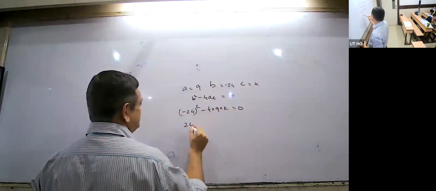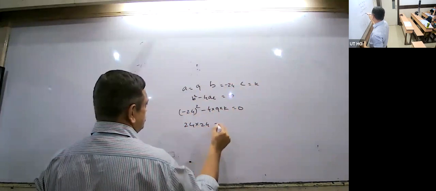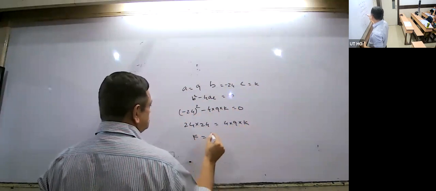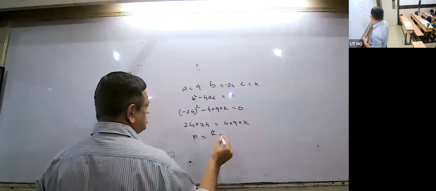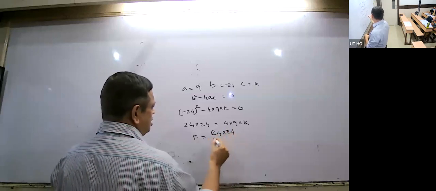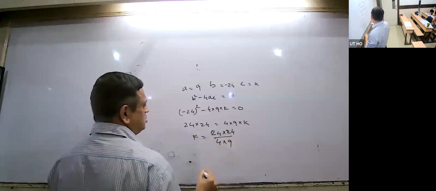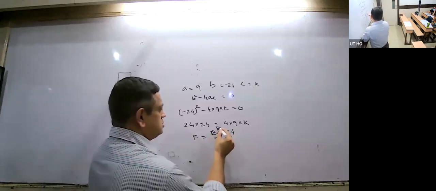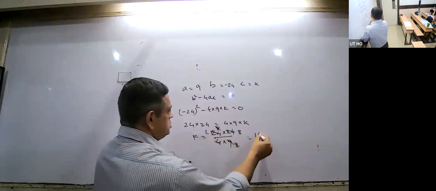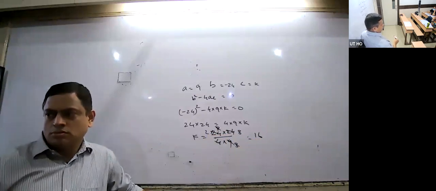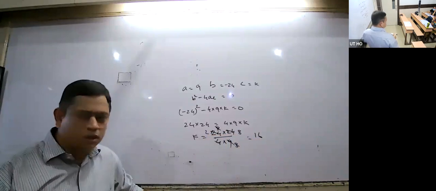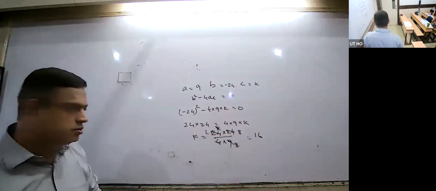Sir, after we get k the equation will be 24 into 24 is equal to 4 into 9 into k. What is the value of k you got? 9. The answer is 16. How did you get 9? 16 is the answer. I wrote to a sir and he said it is correct. Okay, the method is correct, but your calculation is wrong.